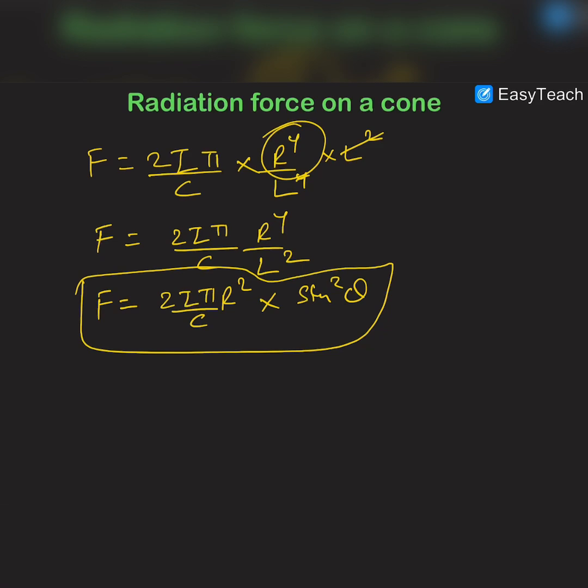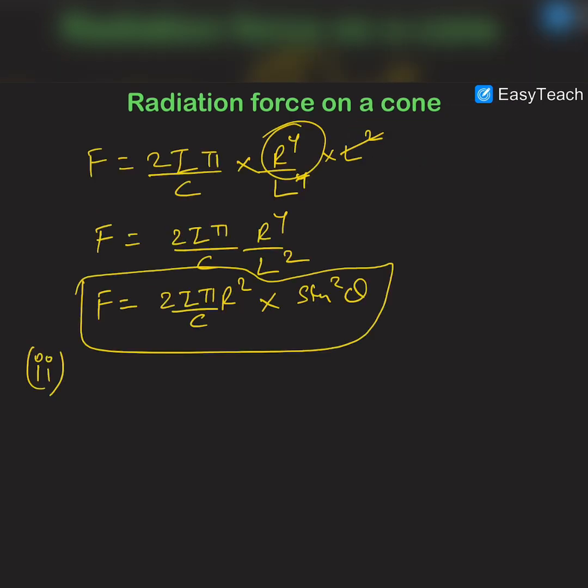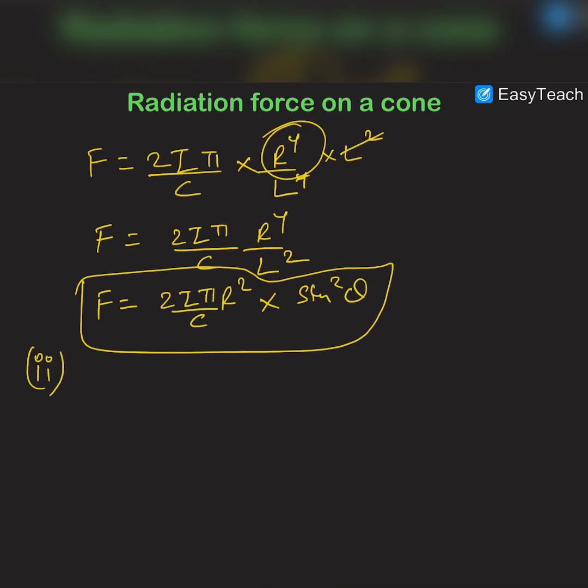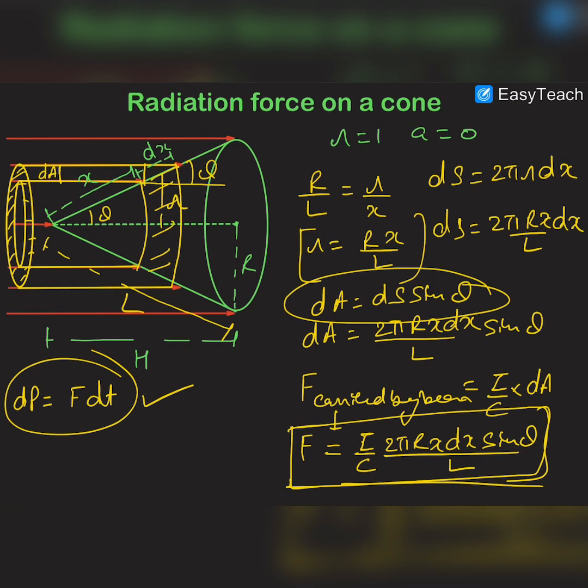Now in the second part, let us say that r is 0 and a is 1. Now the cone is perfectly absorbing. So what we have to do is find the force carried by this beam. Let us first of all write down the force carried by the beam. F is 2 pi r I by c L, x dx sin theta.